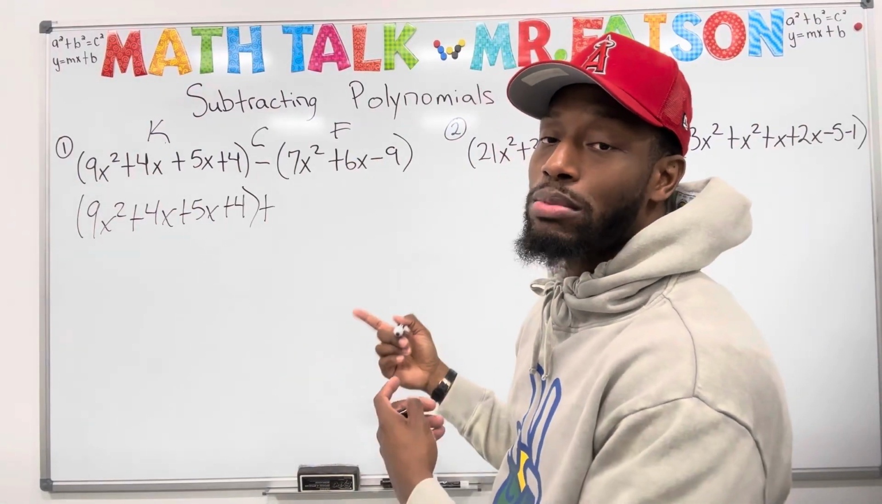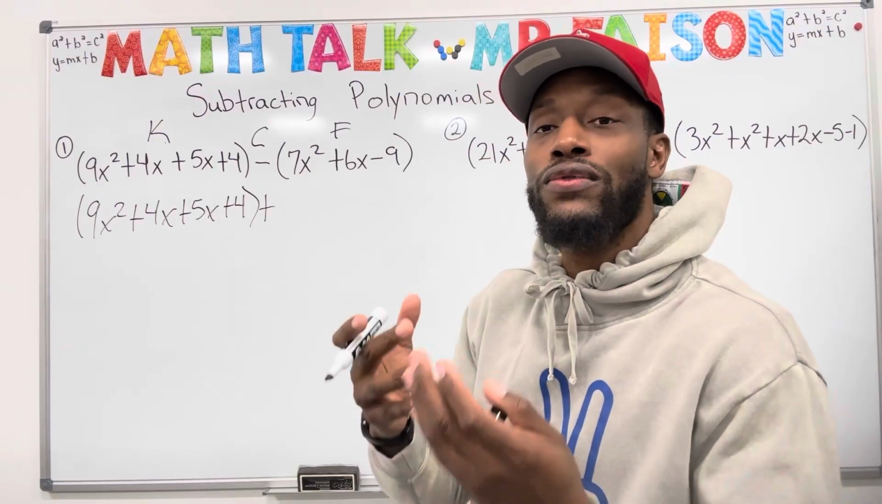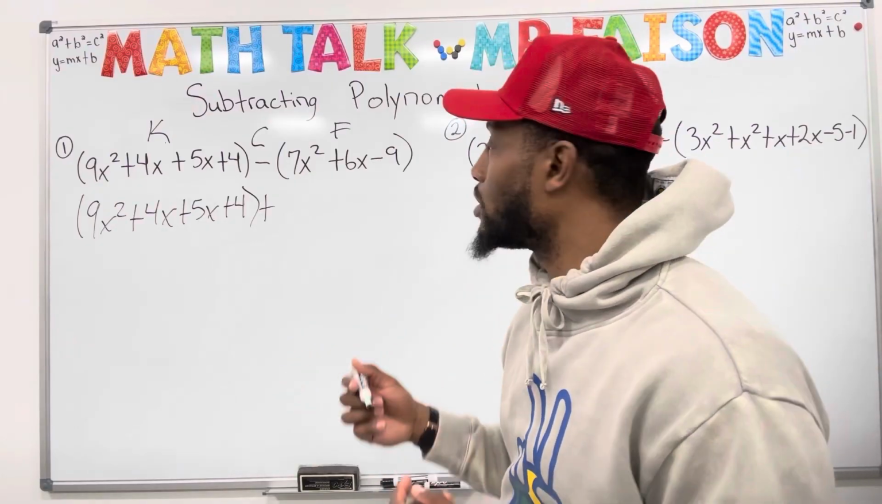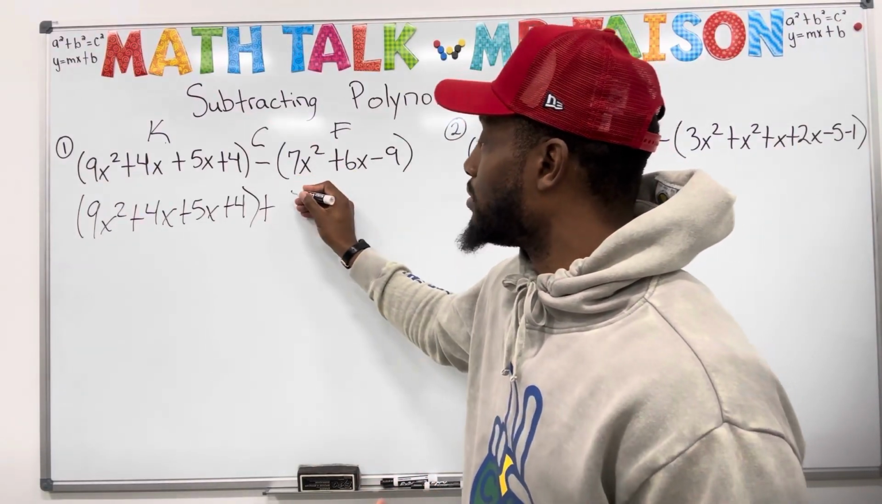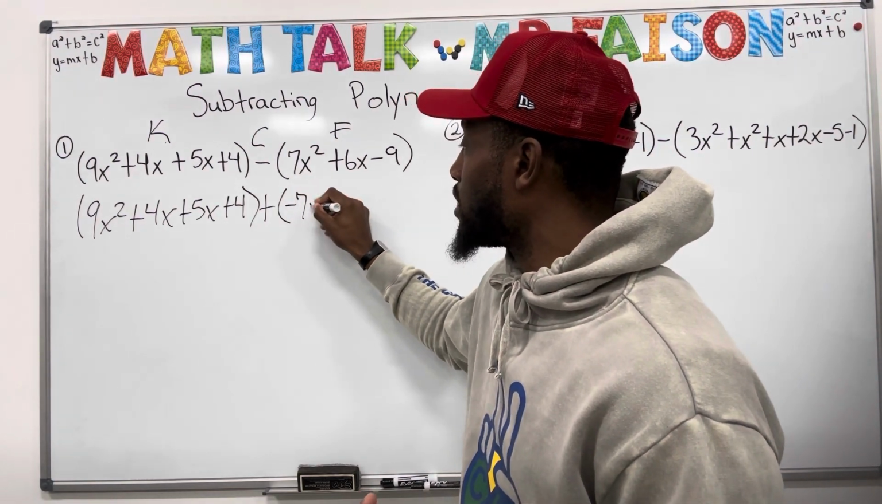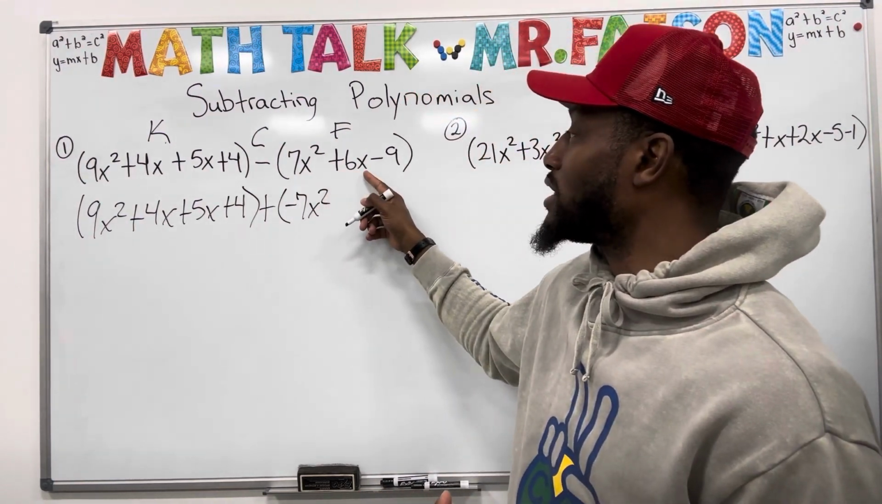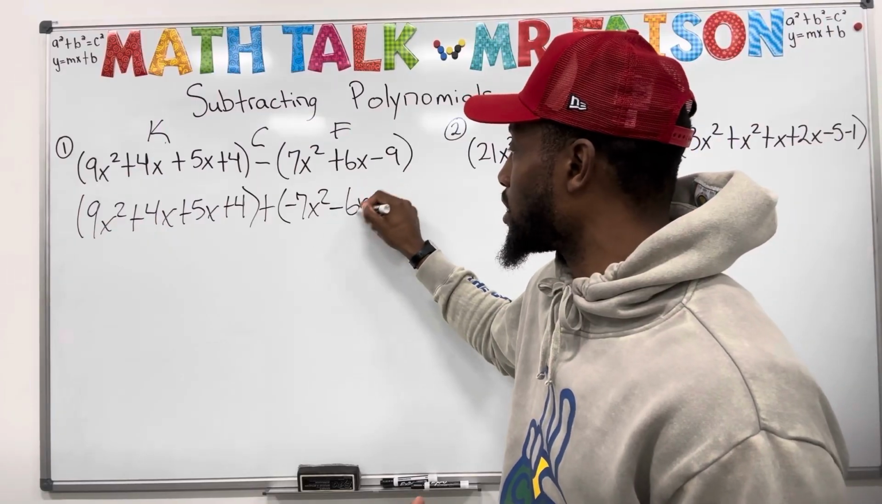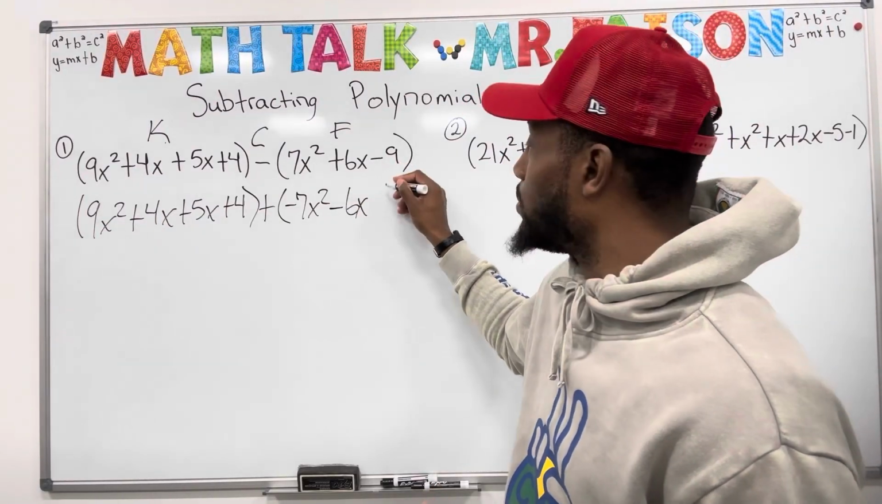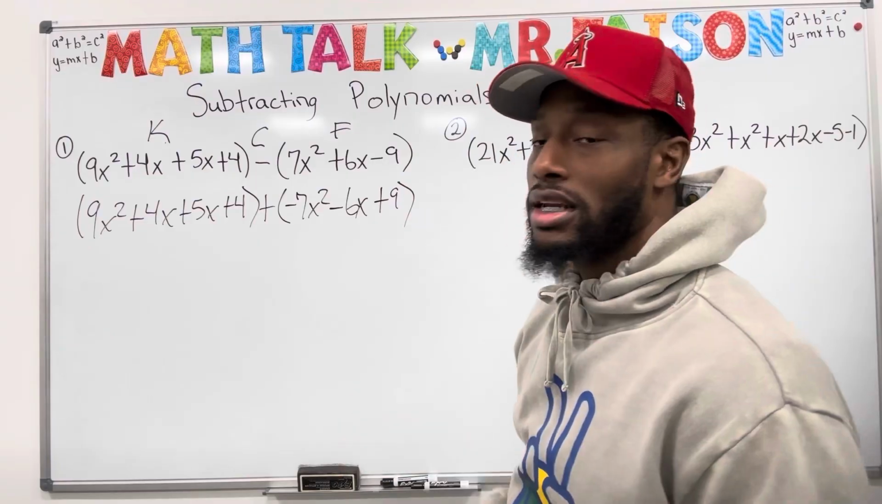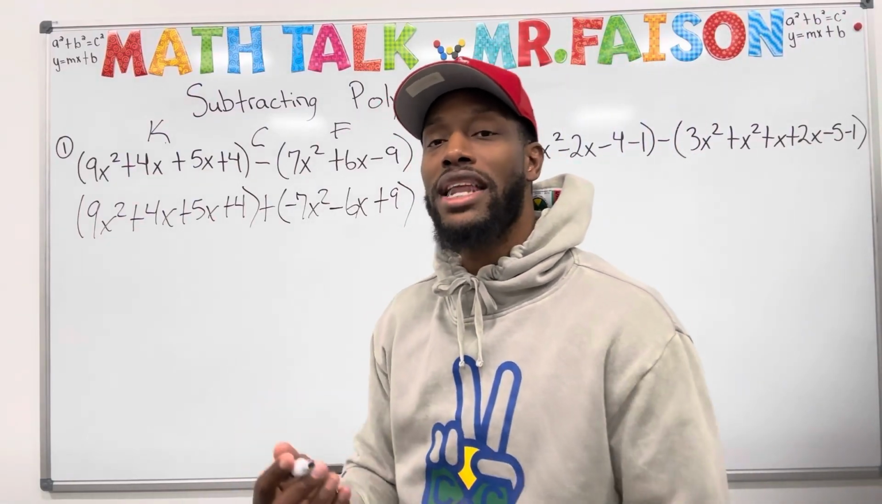So everything inside that parentheses, I'm going to flip, meaning that I'm just going to flip the sign of each number. Let me show you. So I have 7x squared. This is going to become negative 7x squared. I have positive 6x. This is going to become minus 6x. This is a negative 9. This is going to become positive 9. Now, all I do is I just go back to adding polynomials.